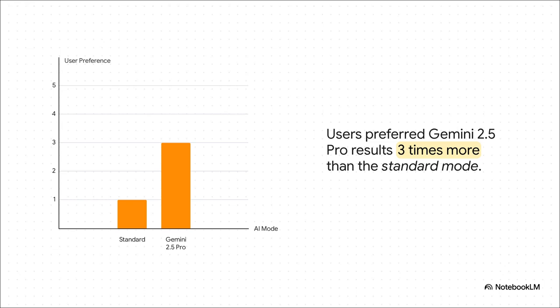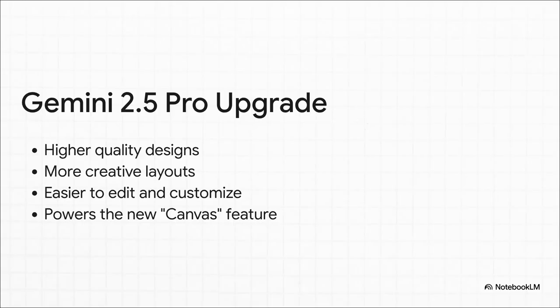In their tests, people preferred the designs from this new Gemini mode 3 to 1, 3 times more. The results were so good, Google just went ahead and made it the default for everybody. And yep, it's still 100% free. So what does that actually mean for you? Well, it means you're getting way higher quality designs, more creative and unique layouts, and it's all just much, much easier to edit and customize.